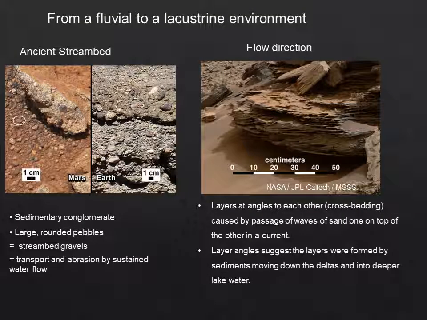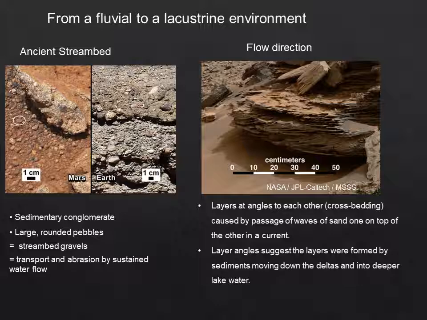During its exploration, the Curiosity rover passed from a fluvial into a lacustrine environment. The fluvial environment is characterized by these ancient stream beds. Here, this sedimentary conglomerate consists of large round pebbles that are very similar to those that are found in stream beds on Earth, such as this one. We can tell the fluvial origin of these pebbles because of their characteristic round shape and their size, which are caused by the transport and abrasion by a sustained water flow.